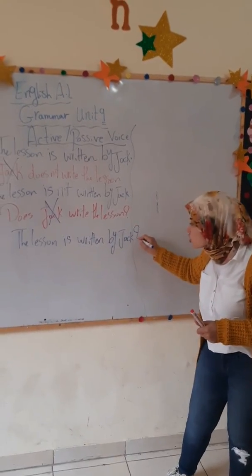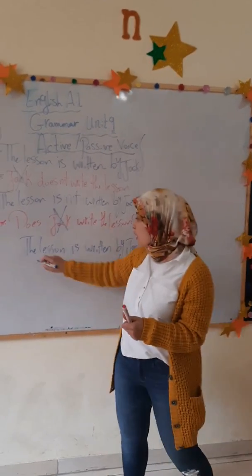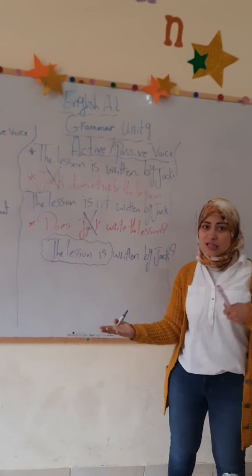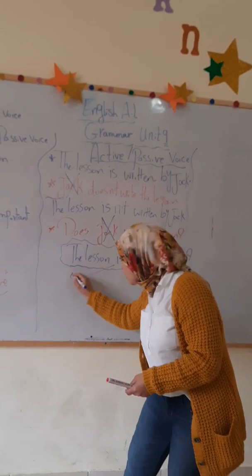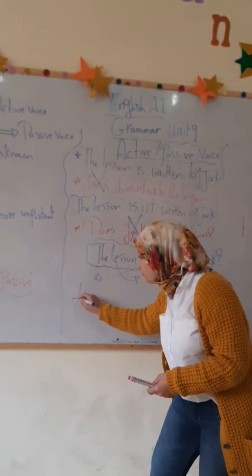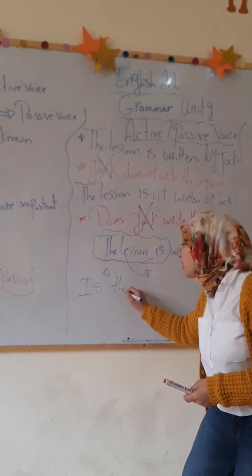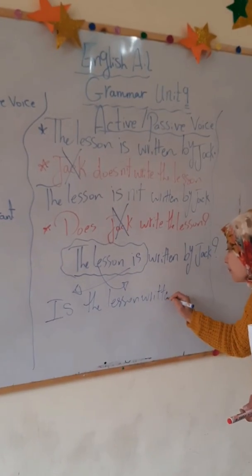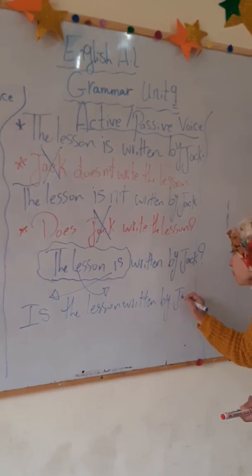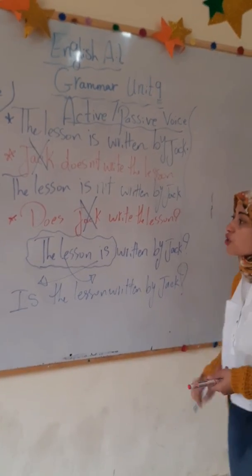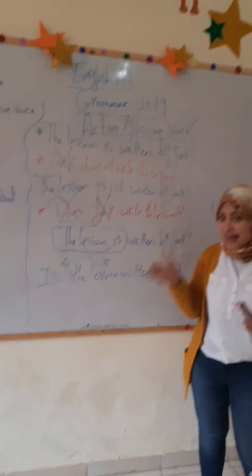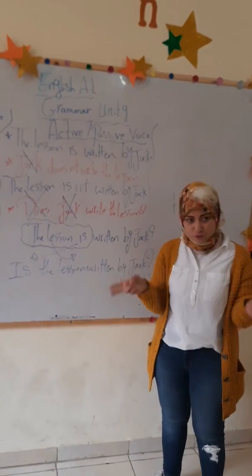How can I keep it question? Just put question mark? No. You have to do something here. So instead of saying the lesson is in the question, it should be is. Is the lesson, and continue. Written by Jack. Simply put the question mark here. So simply cross do or does when you have to change from active into passive in the question form.